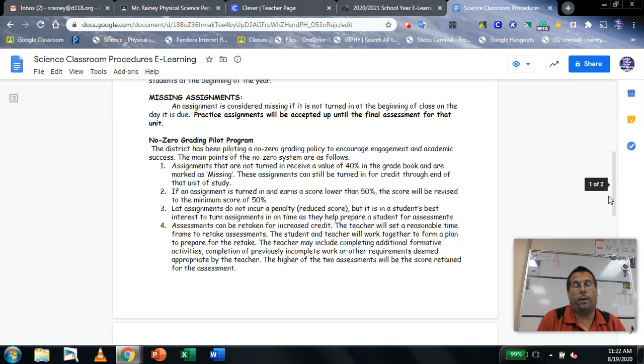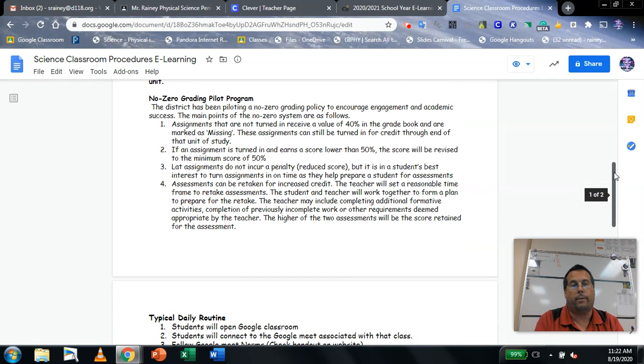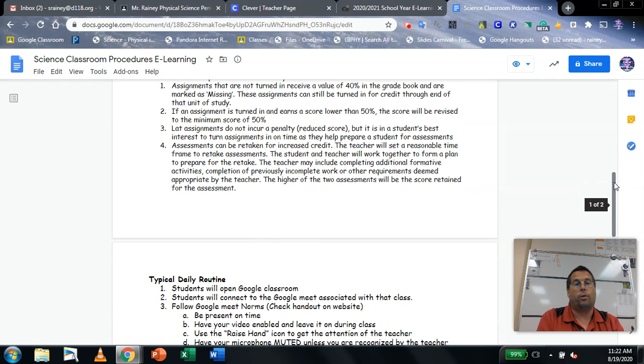If an assignment is turned in and earns a score of lower than 50%, so you did the assignment, but you did horribly on it, the score will be bumped up to a 50%. You can still go back, redo it, and get the full credit if you'd like, but you cannot get lower than a 50% if you've done the assignment. Late assignments do not incur a penalty or reduced score. So if you're late, I'm not going to take points off for being late, but it's in your best interest to turn things in because the tests and the application assignments are based on the daily work.